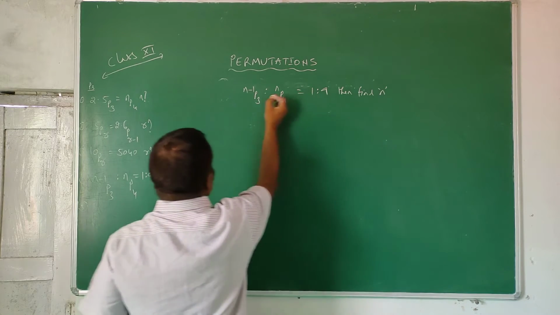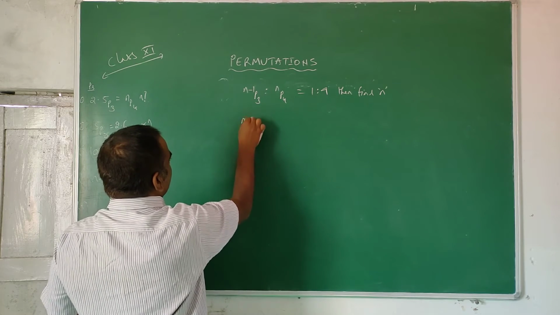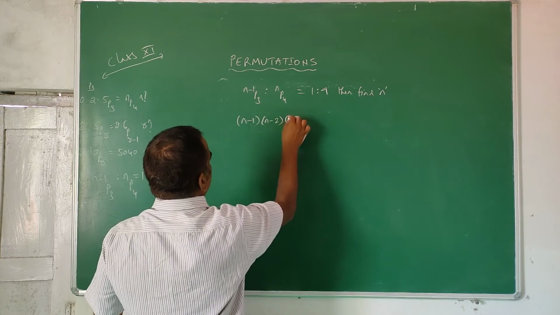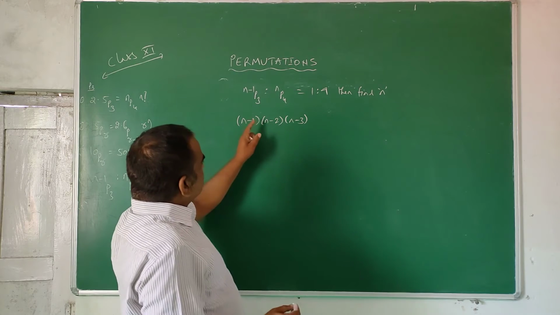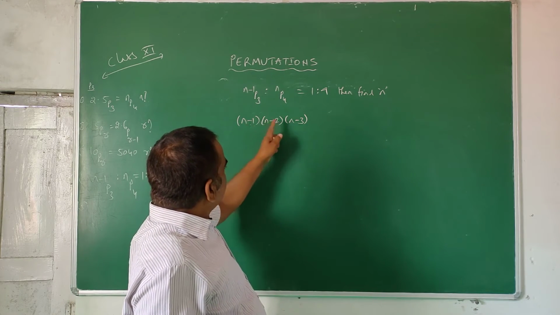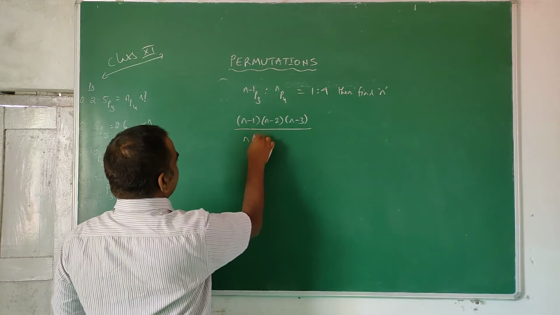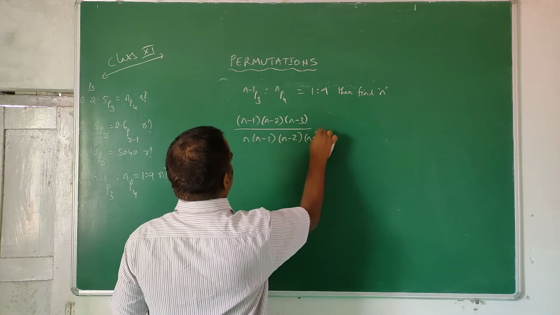This is the question. So now take (n-1)P3, which means (n-1) into (n-2) into (n-3). You just have to reduce 3 factors: 1, 2, 3. nP4 means n into (n-1) into (n-2) into (n-3).